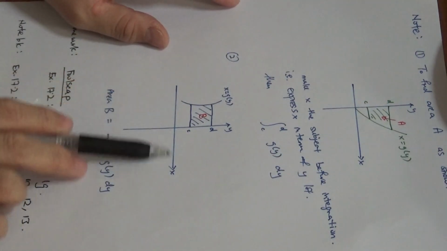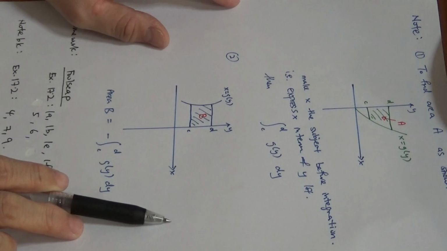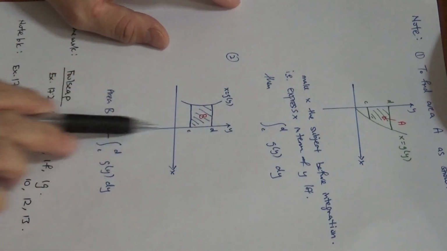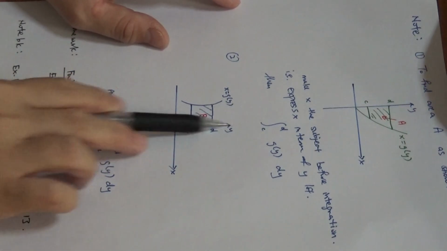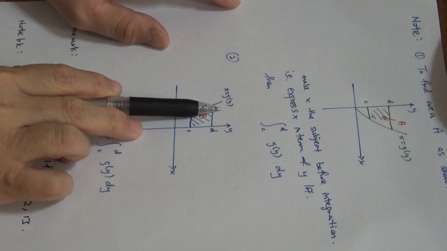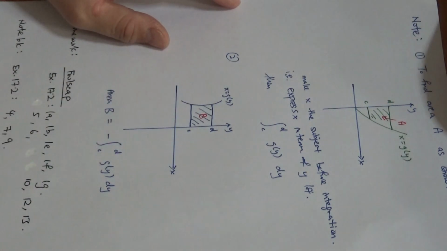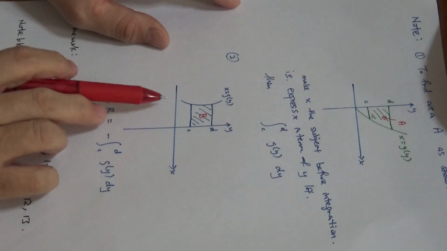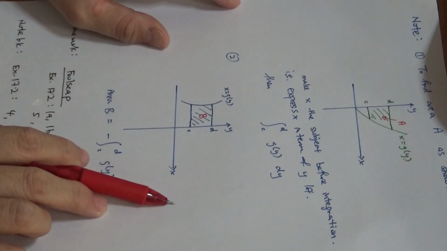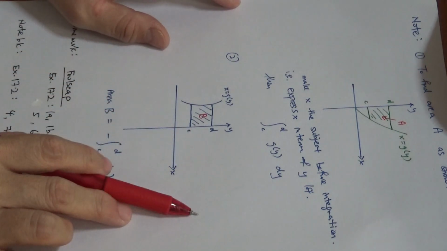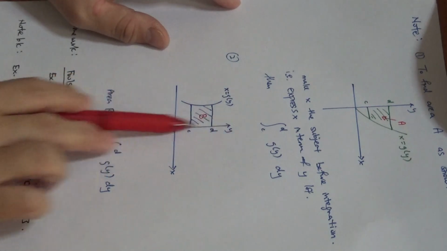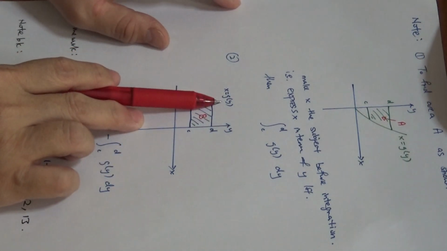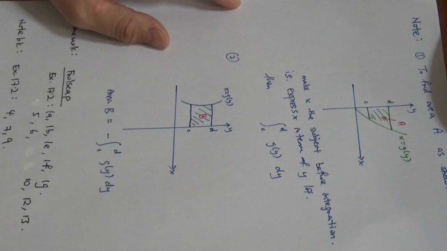So let me just repeat. If you are integrating with respect to the x-axis, you must put y equals x something something. If you are integrating with respect to the y-axis, you must put x in terms of y. I repeat one more time. If you are integrating with respect to the x-axis, it must be y in terms of x. If you are integrating with respect to the y-axis, it must be x in terms of y. If not, the answer will be wrong.